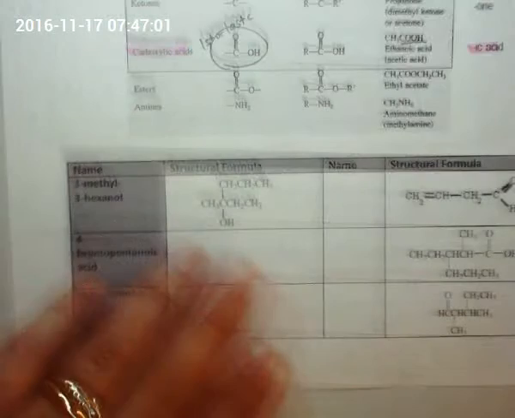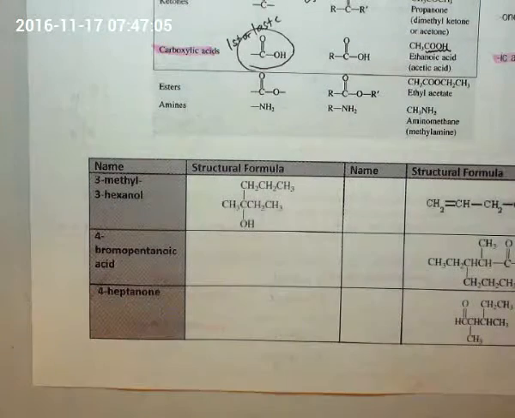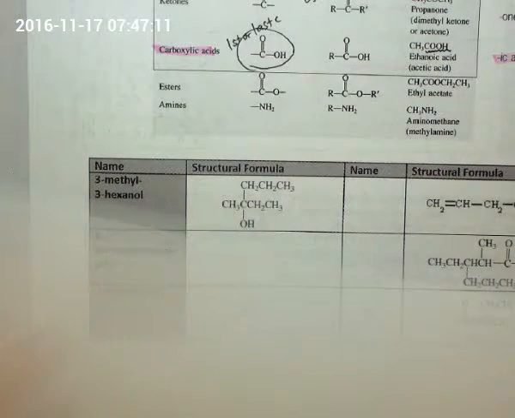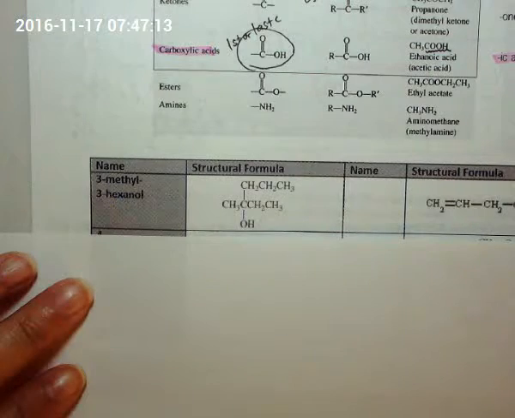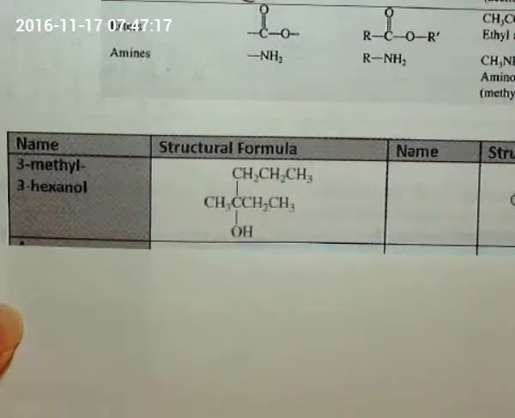The naming of these things is basically the same as what we've done before. Here's an example. Here we have 3-methyl-3-hexanol. So let's break down the name, and then let's do the other ones. So first thing you need to do is figure out what the longest chain of carbons is. So everybody, guys, look up. Okay, so what's the longest chain of carbons?